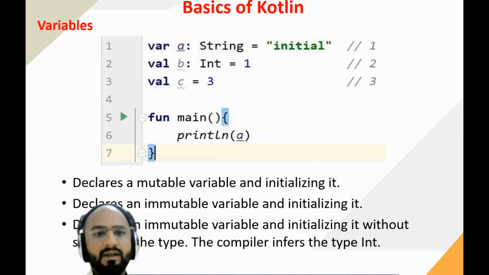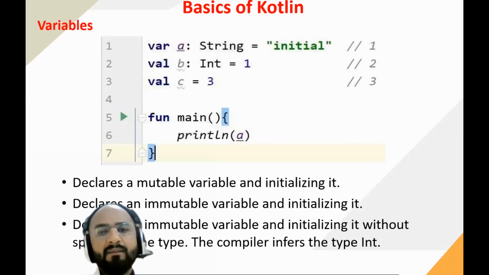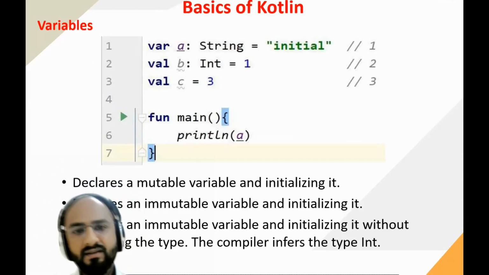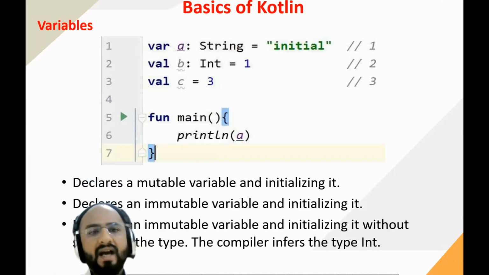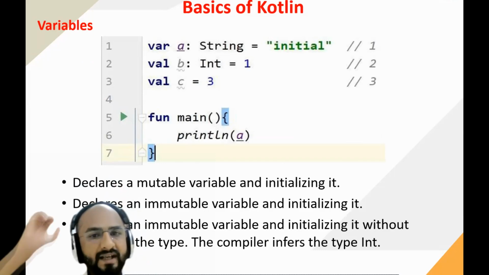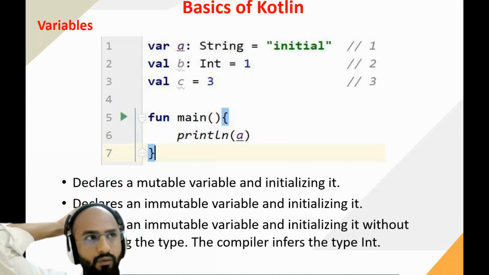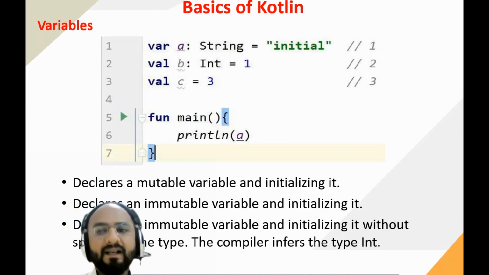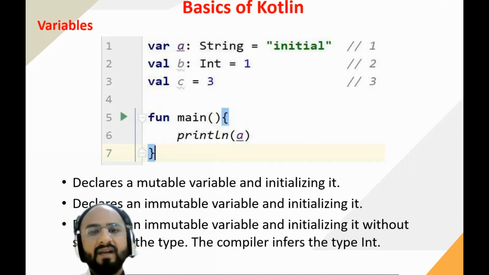Next. See over here, I have taken a simple example for variable declaration and initialization. In the first line, I have written var a colon String. So this is the syntax of Kotlin to define and declare a variable. var is a keyword, a is the variable name, and then colon, and then the data type.